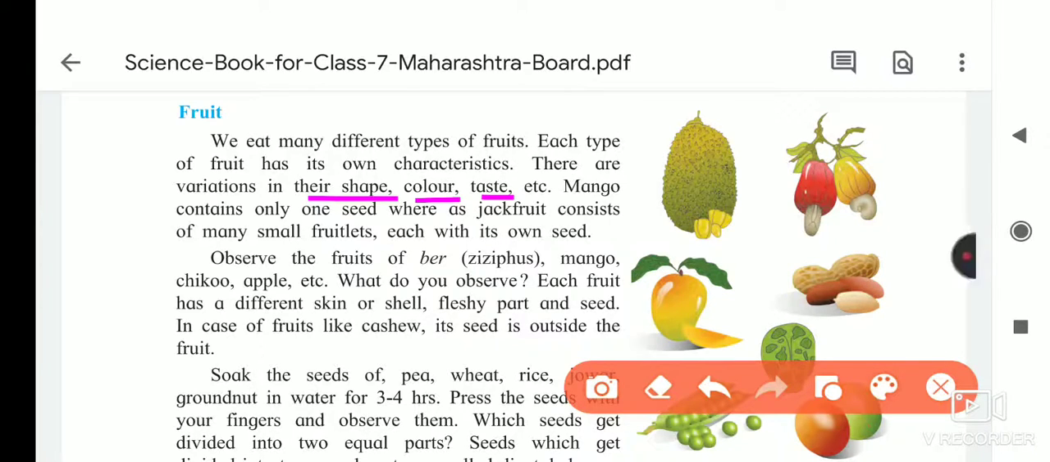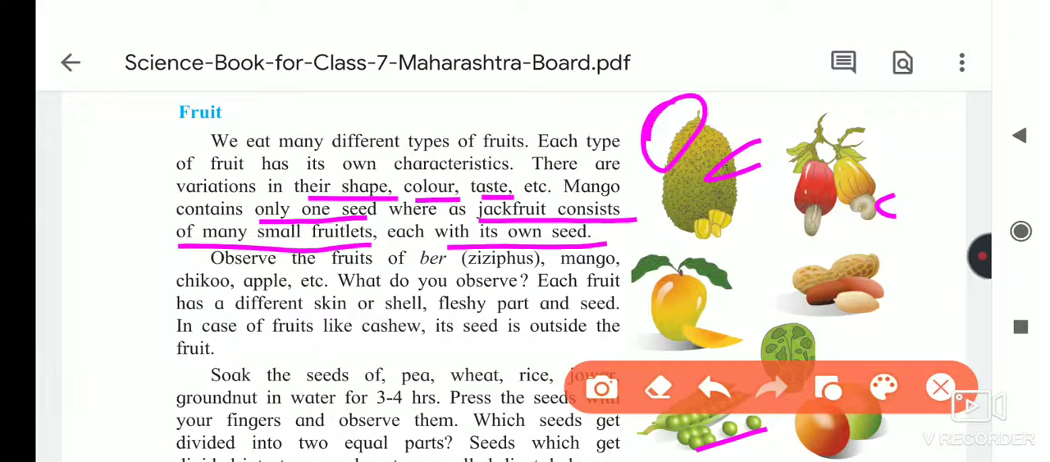If you see the color, when the mango is raw, its taste is different, and when it is ripe, its taste is different, meaning sweet and bitter tastes are there. Then the taste of peas is different, cashews taste is different, and the jackfruit, papaya, orange, all tastes are different. Mango contains only one seed, and jackfruit consists of many small fruitlets, meaning small pieces inside, so it is called fruitlets, each with its own seed and outer covering, and inside it the seed is located in the jackfruit.